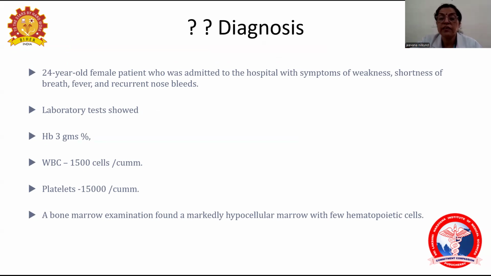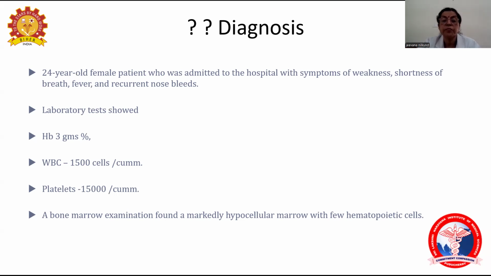So here we have a 24-year-old female patient admitted to the hospital with symptoms of weakness, shortness of breath, fever, and recurrent nosebleeds. The laboratory test showed hemoglobin is reduced to 3 grams per cent. WBC is reduced to 1,500 cells per cubic millimeter. Platelets are reduced to 15,000 cells per cubic millimeter.